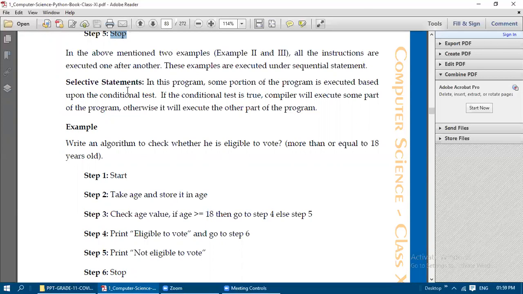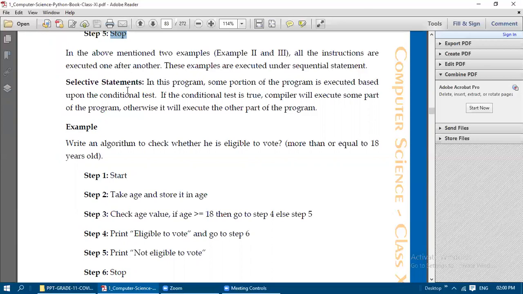For example, write an algorithm to check whether a person is eligible to vote. If a person is eligible to vote, he should have an age of 18 or more than 18. So only a person who is more than or equal to 18 years old is eligible to vote. This is the logic, this is the condition. After checking the condition, we will print that he is eligible to vote, and in the else part, if the person's age is less than 18, we need to print a statement like he is not eligible to vote. For that we will see the steps.